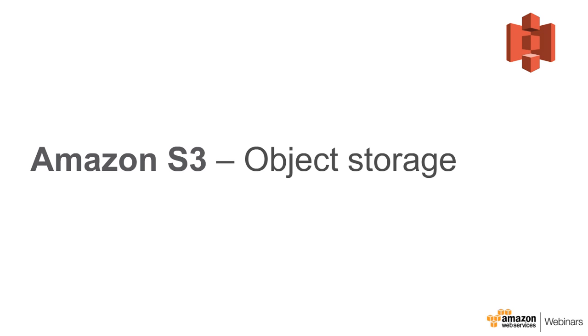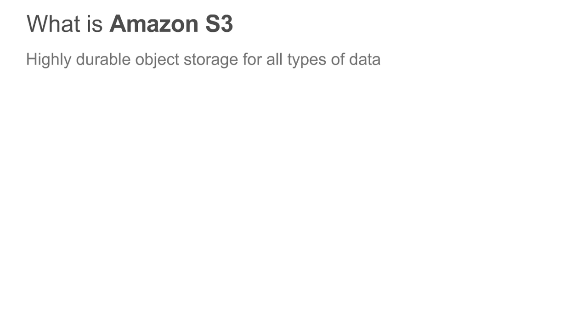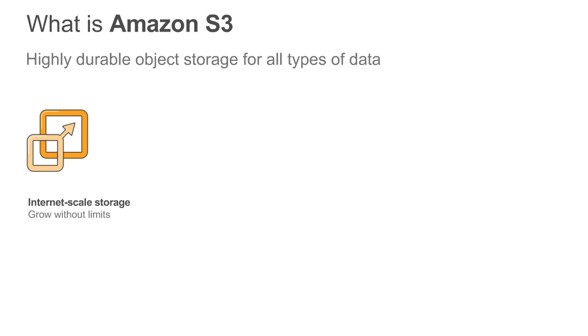So let's go ahead and dive very deep into Amazon S3. As I've already mentioned, Amazon S3 is easy to use object storage. We provide a simple web service interface to store and retrieve that data. Data or objects are stored within a resource that we call buckets. And you can store as many objects as you want within a bucket.